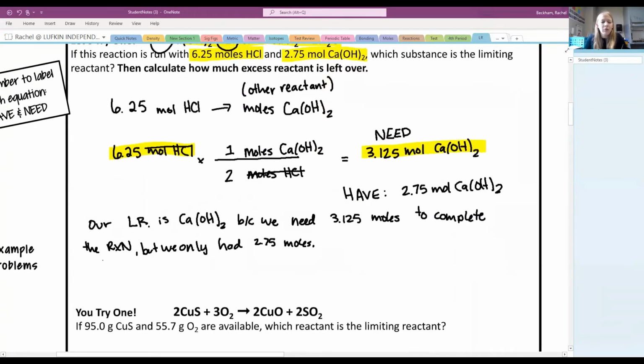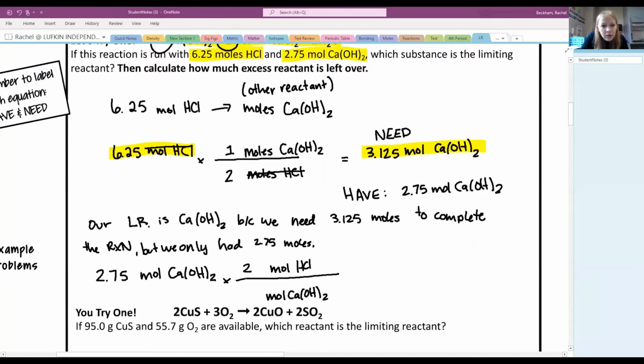So the calcium hydroxide was what limited us. So we're going to write down what we started with in calcium hydroxide. We started with 2.75 moles, and we know that all of that is going to be used up because this is what limits us. So we're going to convert to moles of HCl, and we want moles of calcium hydroxide to cancel out. And we're going to fill in that information from the reaction here. So there's a 2 here and a 1 here. So what's 2.75 times 2? Getting 5.5. 5.5 moles of HCl.